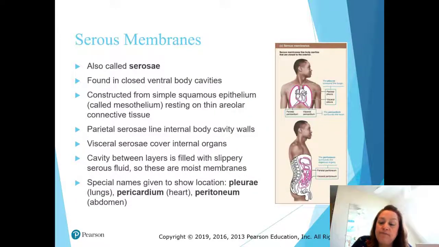Then we have the serosa. The serosa are in the closed body cavities. So our pericardial cavity, our pleural cavity, our peritoneal cavity that we talked about in chapter 1 are simple squamous resting on thin areolar. Very, very, very thin. The only job for this is for reducing friction, slippery, and moist. Right? We have pleura, pericardium, and peritoneum. Simple squamous over thin areolar.